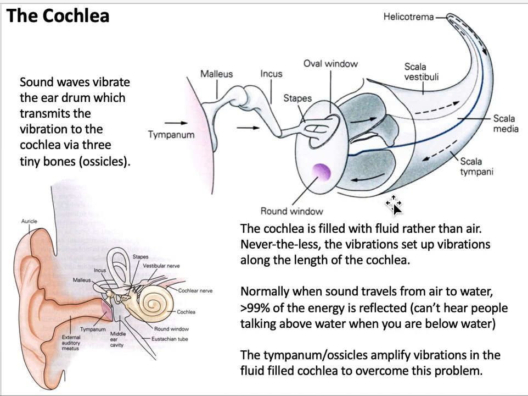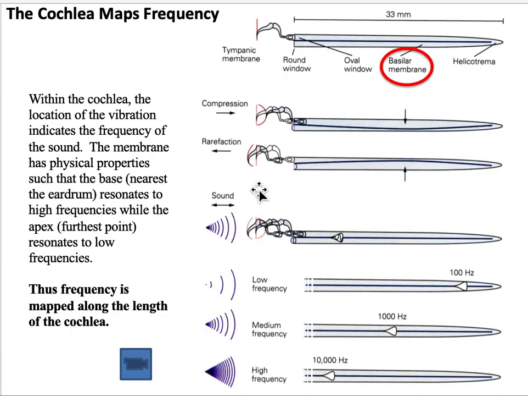And we'll see what happens. Because liquid is non-compressible, as this presses in, there's another flexible part of this membrane called the round window that pops out. So when this pushes in, this pops out. When this pulls out, this pops in. And so that's how we can propagate the pressure inside something that's filled with liquid.